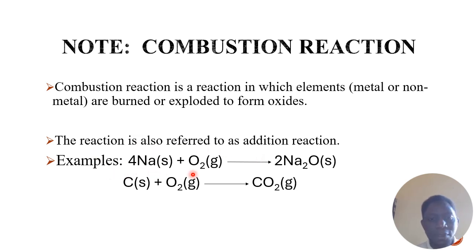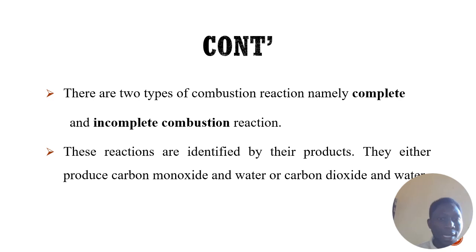Examples: sodium reacts with oxygen to produce sodium oxide. Carbon reacts with oxygen to produce carbon dioxide. These are different reactants but produce one product. That's why you can refer to it as a combination reaction. With the combustion reaction, we have to remember this.